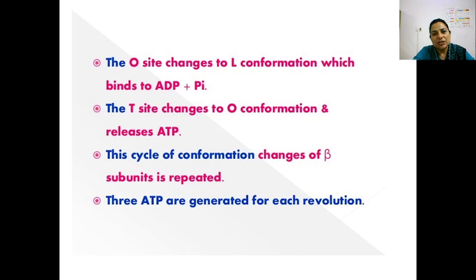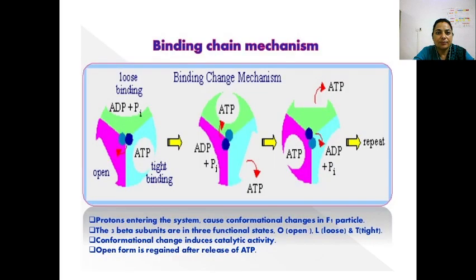The O site changes to the L conformation, which binds to ADP and inorganic phosphate. The T site changes to the O conformation and releases the ATP. This cycle of conformation changes of the beta subunit is repeated. 3 ATPs are generated for each revolution.